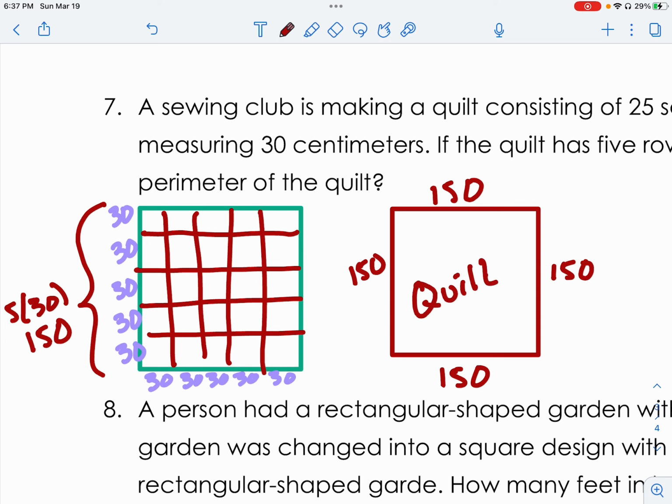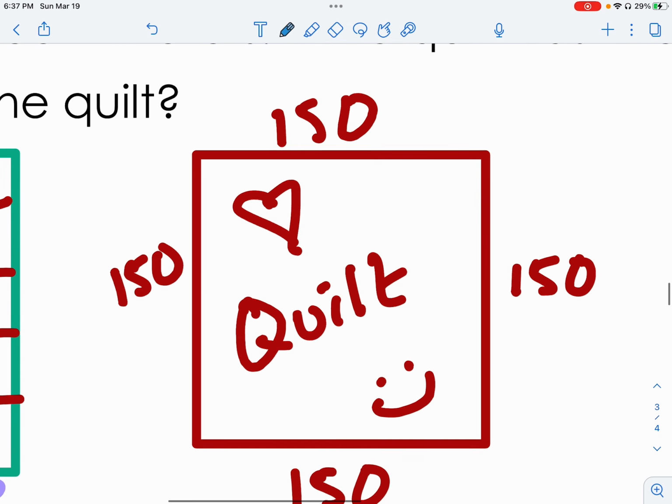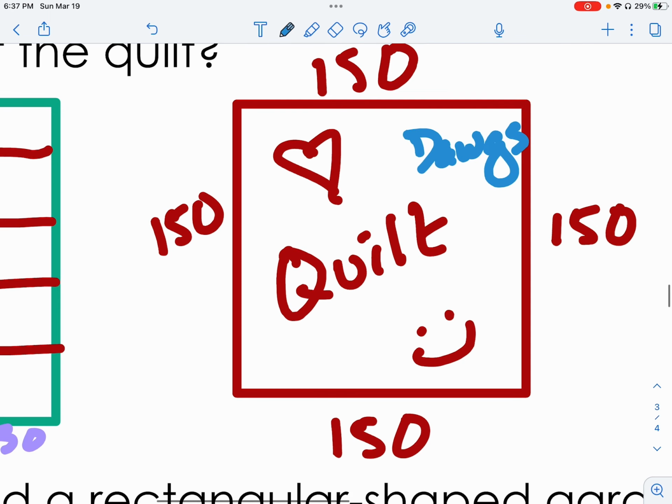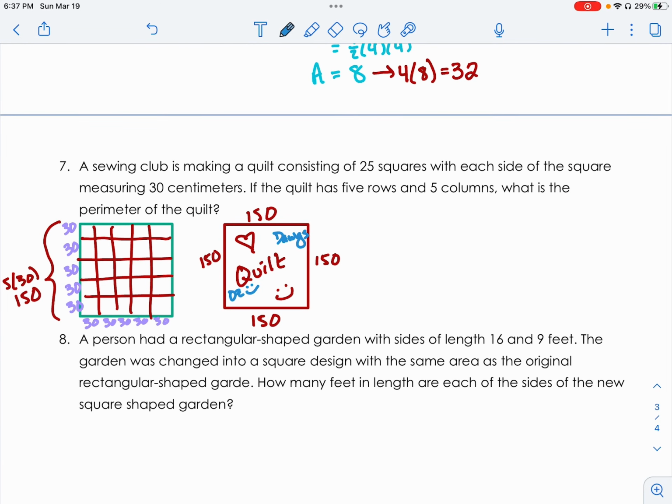This is our quilt. Hopefully you'd put some happy stuff on it. We could even put like dogs on it. You could put Oz with a sad face. Just kidding, we love you, Mr. Oz. Make your quilt as beautiful as possible.